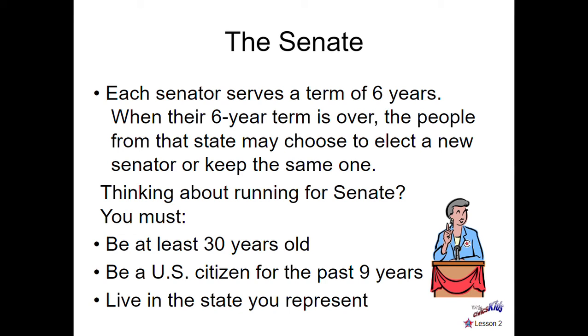Senators serve a 6-year term. So members of the House of Representatives are elected for 2 years, the president's elected for 4 years, and a member of the Senate gets elected for 6 years. They represent the entire state, whereas a member of the House of Representatives represents a district of the state.